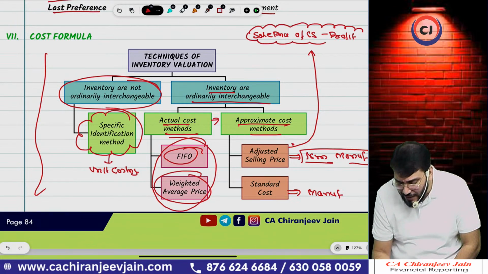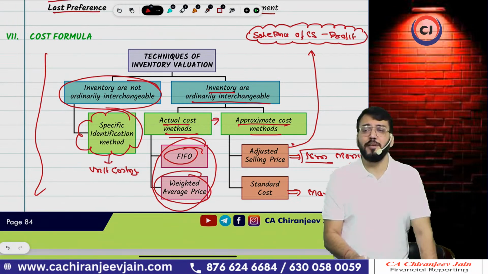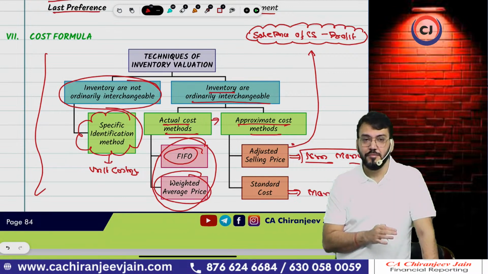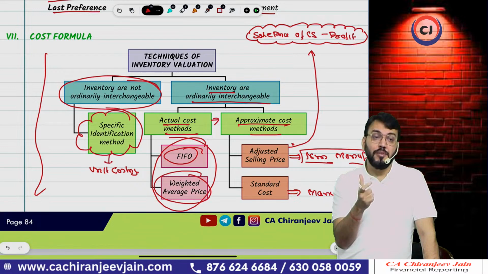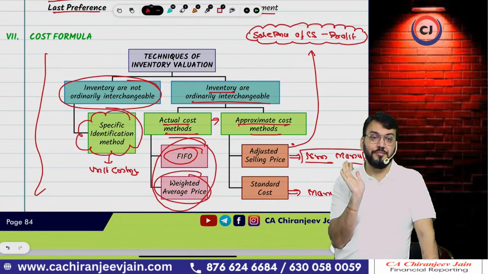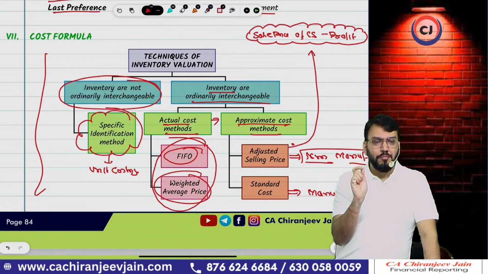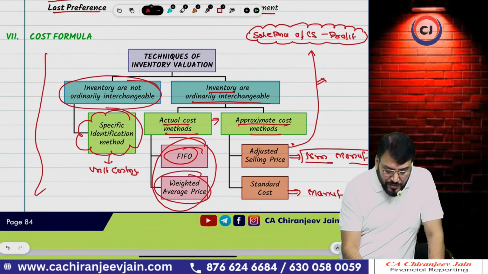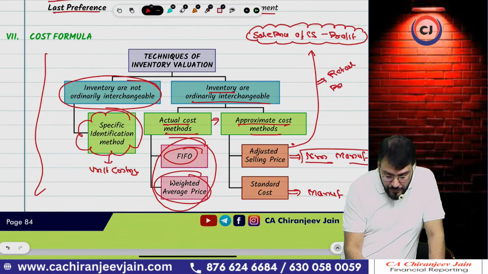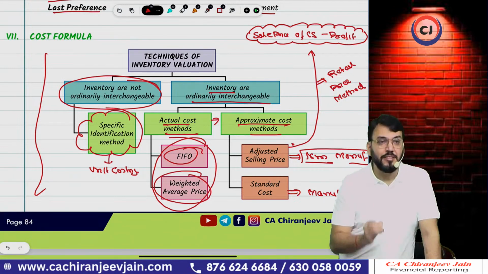Both will be given in the question. Don't expect this type of question in the exam, but once again, sometimes this question only becomes difficult. Okay, but it is super easy to understand. Adjusted selling price method is also known as retail price method.